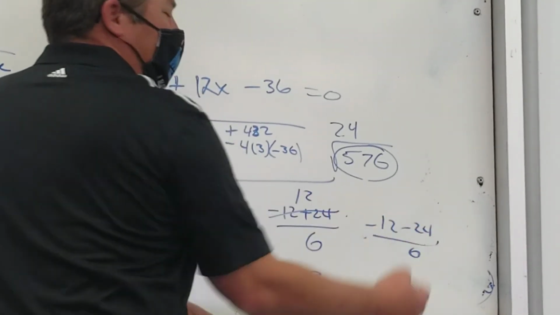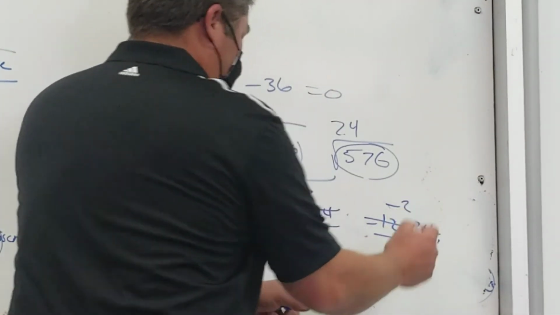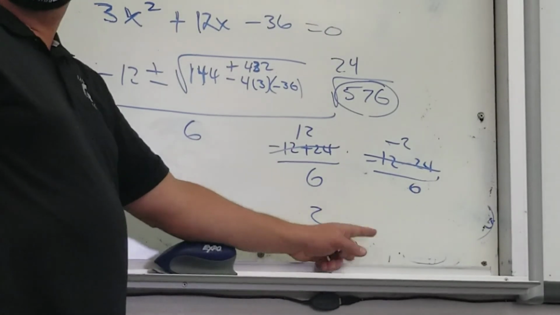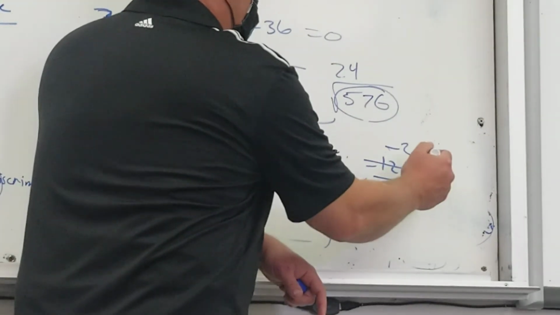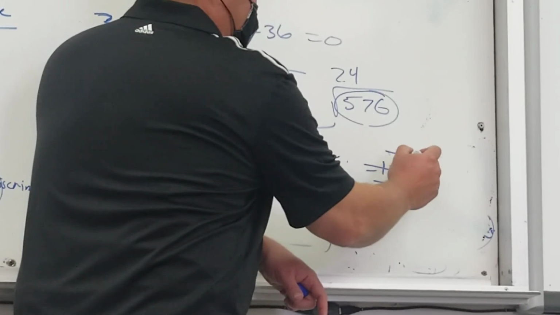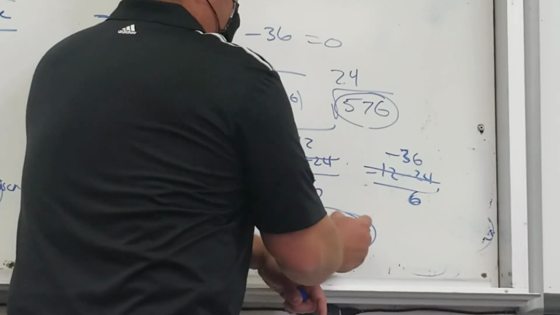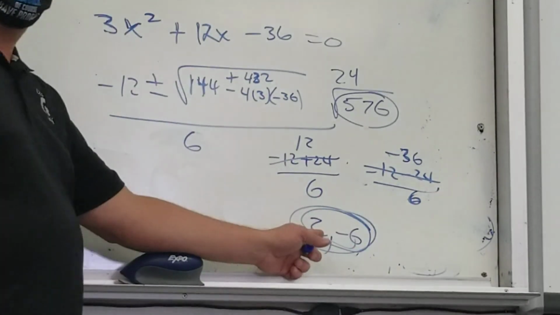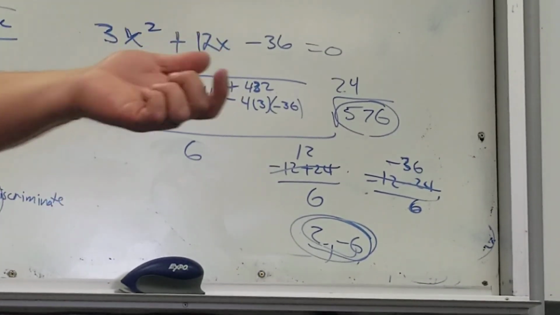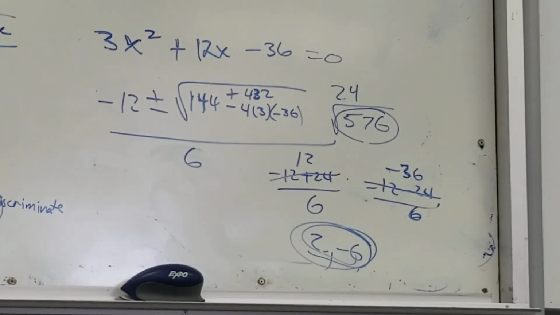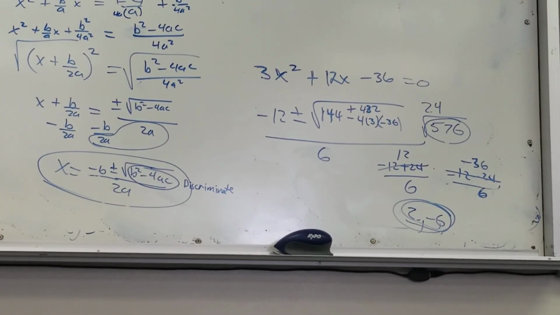What's negative 12 minus 24? Negative 36. A lot of kids want to put 2 and negative 2. Wrong. Do the math. Negative 36 divided by 6 is negative 6. Those are my x-intercepts, the zeros, the roots, the solutions. It was solved for x. Those are the solutions for x. You see what I mean? So that's why we call it that.